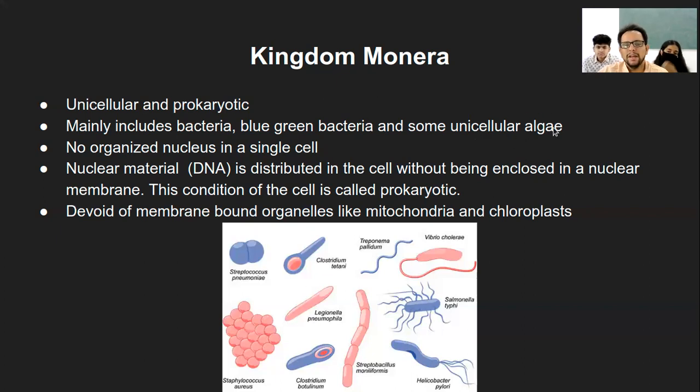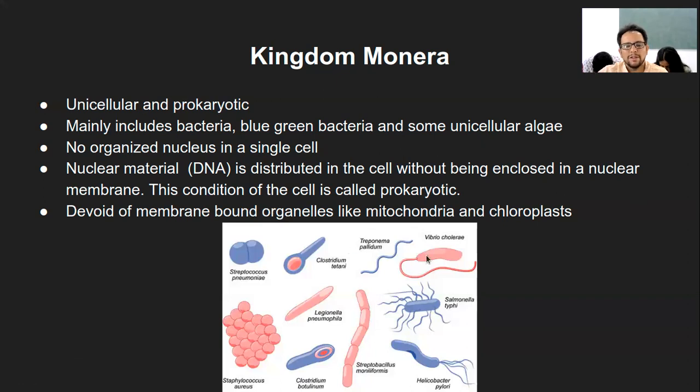Otherwise, most of the algae are eukaryotic, but there are some which are prokaryotic as well. So some of these unicellular algae. The main thing that you need to remember as an example of Monera is surely bacteria. They don't have any organized nucleus in a single cell. The nuclear DNA is distributed in the cell without being enclosed in the nuclear membrane, and that's what we call a prokaryote. It's devoid of membrane bound organelles like what we have in the eukaryotes, like mitochondria or chloroplasts. They do not have them, right?